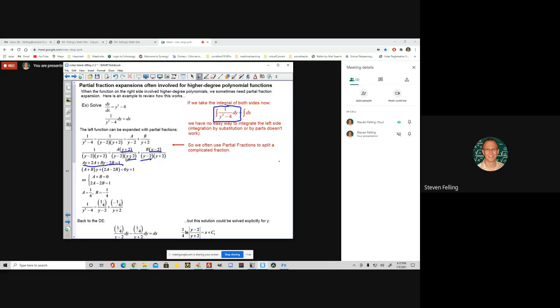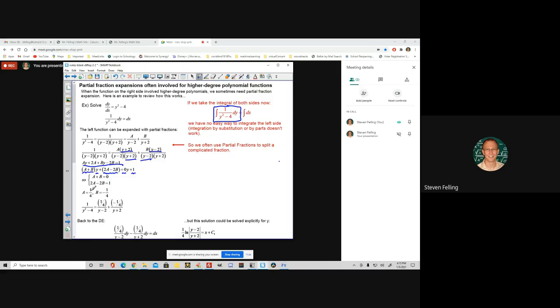And then what you can do is group all the terms that have y and all the terms that don't have a y. And then you'd say, okay, so a plus b times y plus 2a minus 2b has to equal 1, which is the same as saying 0 times y plus 1. And then you make these things match. So the y term here, a plus b, has to equal 0, and 2a minus 2b has to equal 1. And that forms a little system that you can solve to figure out what the constants are.